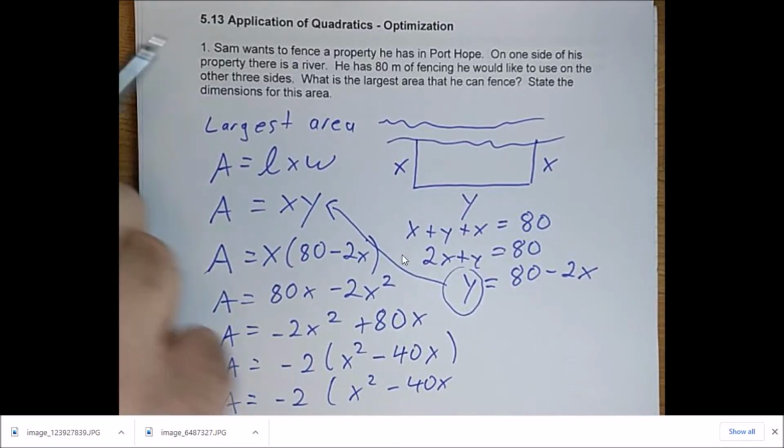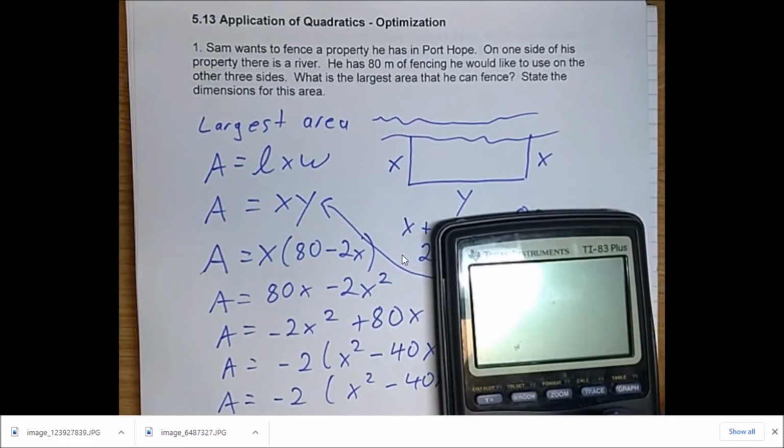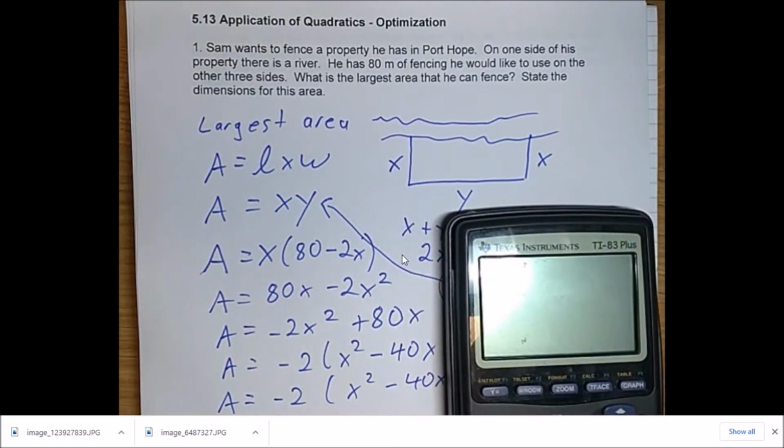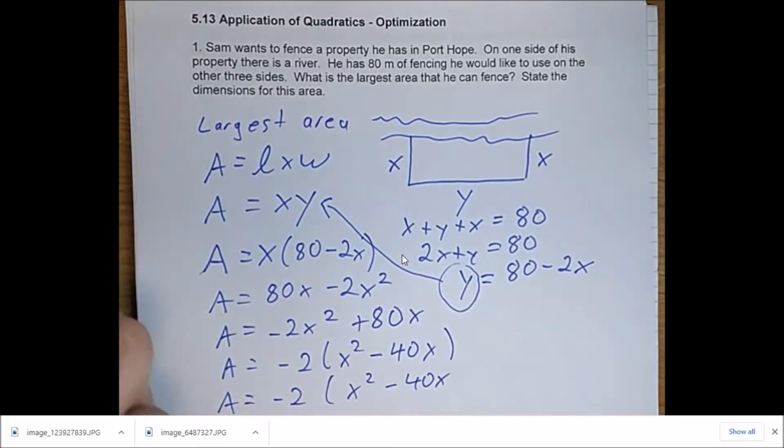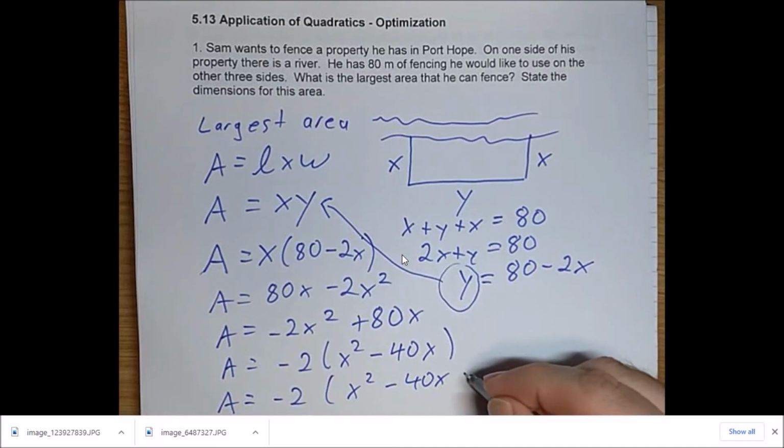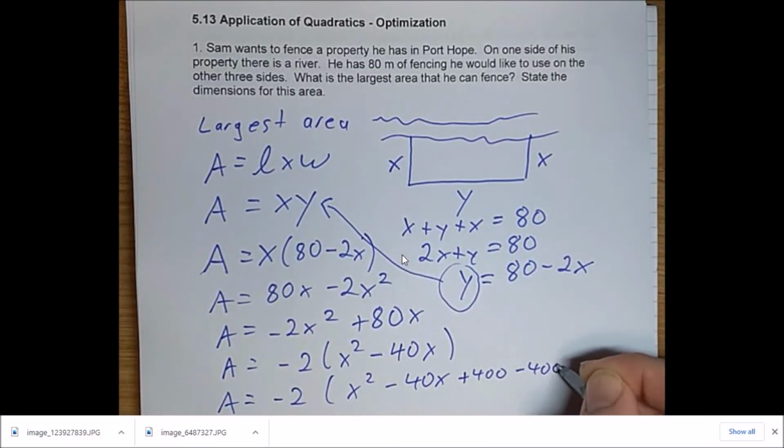I can do that on the calculator if you want to see here. So 40 divided by 2 is 20. And then we're going to just square that answer. So 400. So we're going to add 400, and we're going to subtract 400.